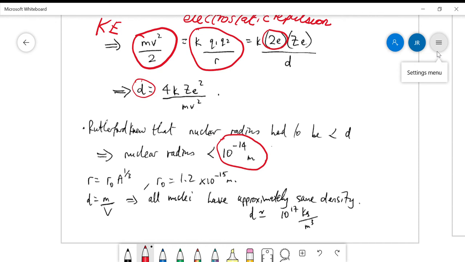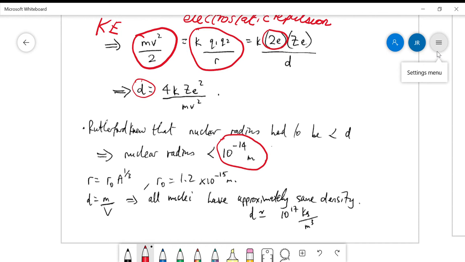Roughly speaking, the nuclear radius, R, is some fixed radius, R0, times A to the third, where A is the atomic mass, or the mass number, raised to the third power, or cube rooted, I guess that's a quicker way to say it.